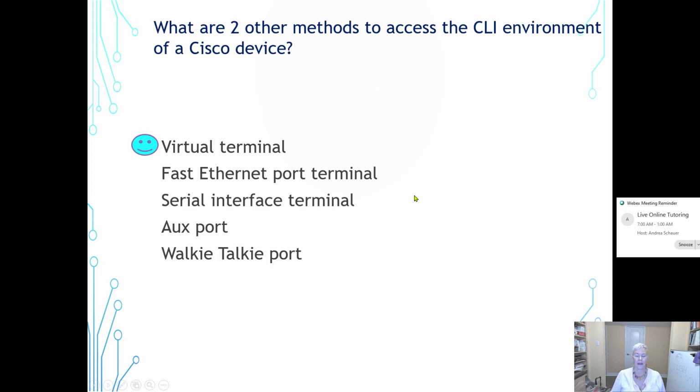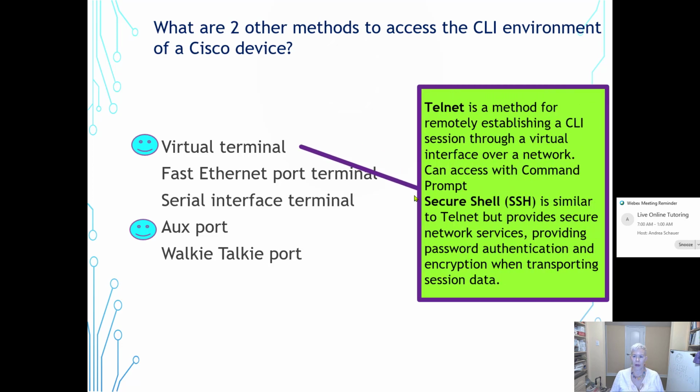So in this case, it's a virtual terminal. This is a way that we can get in using a virtual IP address that's been configured on the devices, or an auxiliary port. Okay, an auxiliary port. Now, with a virtual terminal, we would be able to use Telnet or SSH to get into the virtual terminal. Again, the advantage of SSH is that it's encrypted, so it's more secure.